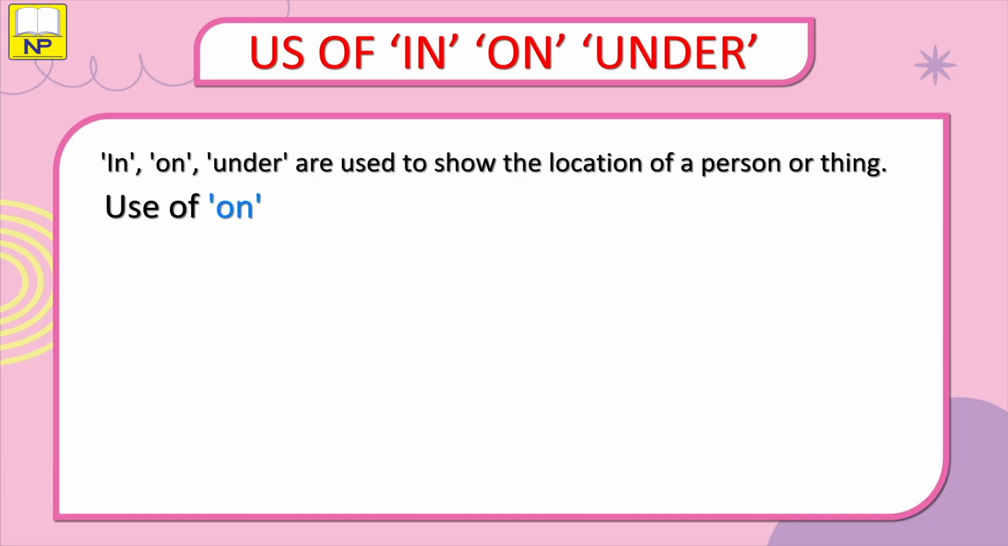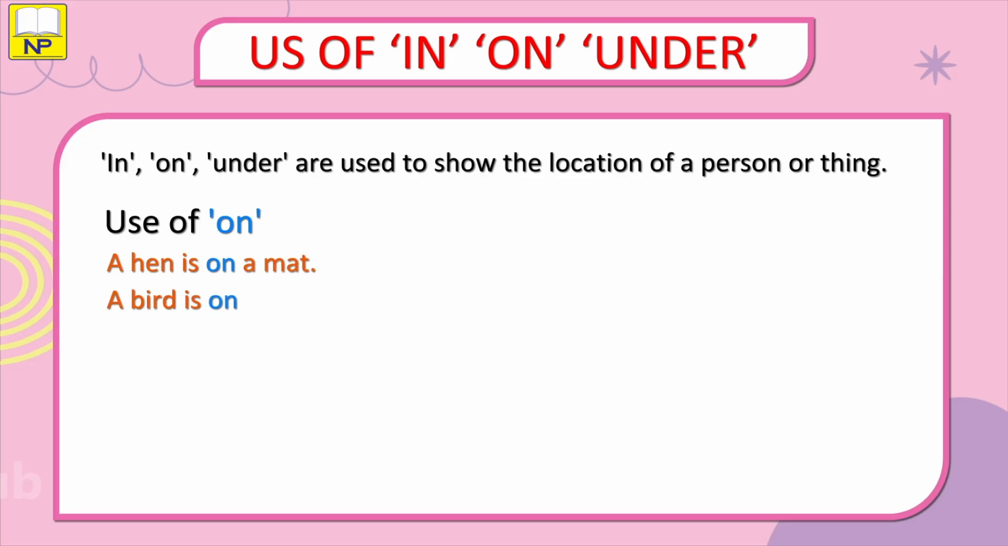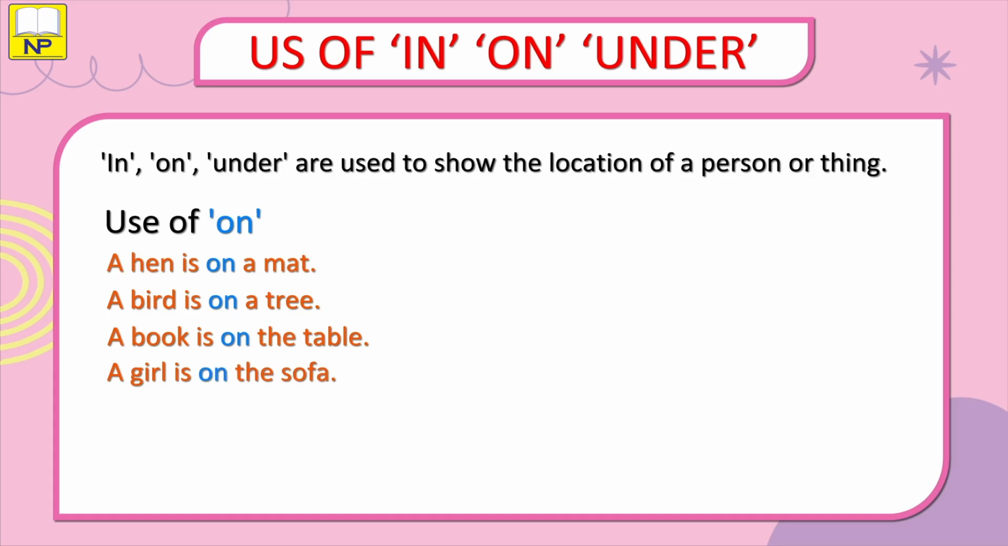Use of on. A hen is on a mat. A bird is on a tree. A book is on the table. A girl is on the sofa. A dog is on the log.